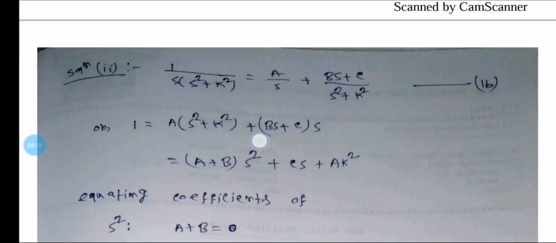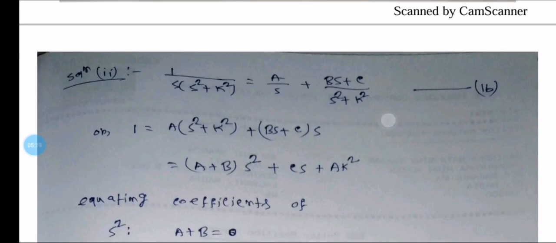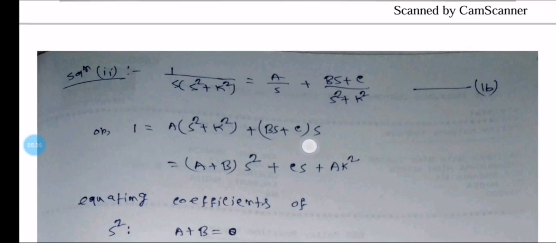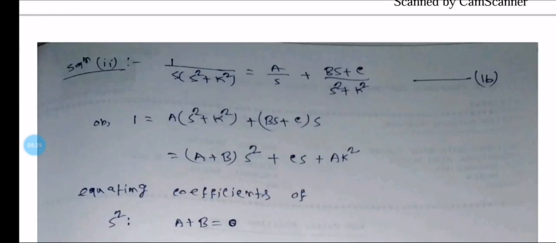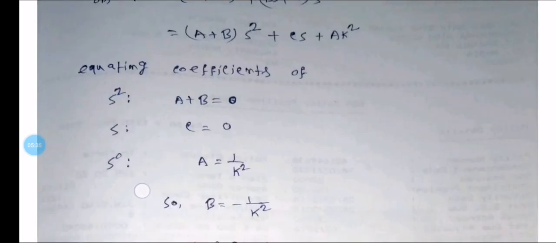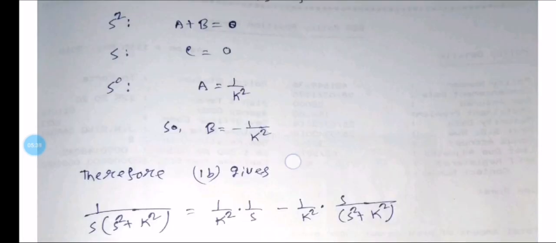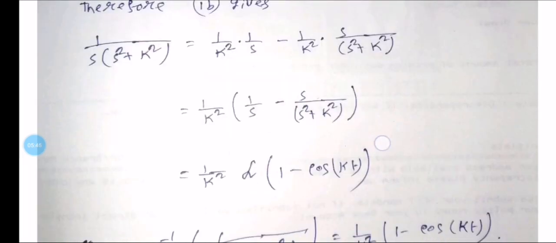Similarly, question number 2, 1 by s into s square plus k square, we can write as a by s plus bs plus c by s square plus k square. Calculating in a similar way as previously, 1 equals a into s square plus k square plus bs plus c into s. Comparing the coefficients of s square, s and s to the power 0, that is the constant term, we will get ultimately the values of a and b as this. So by putting these values we will get finally this.